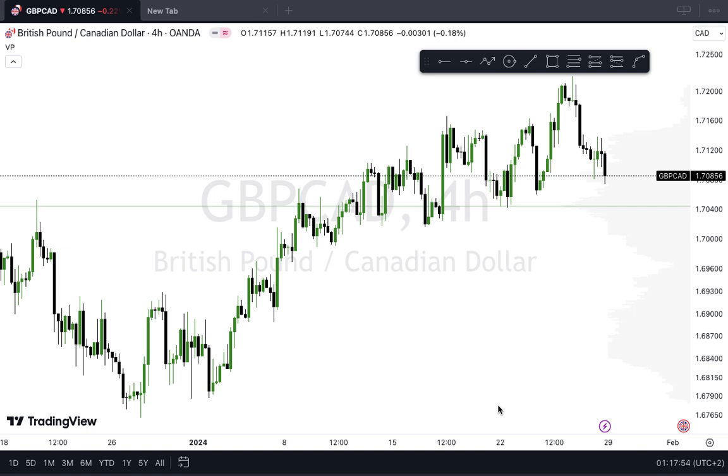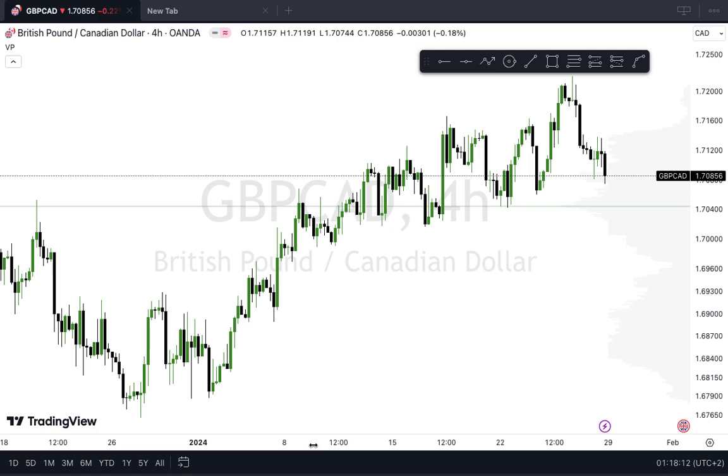So let's get it. If you can check on the screen, we are looking at GBPCAD on the 4 hour time frame. We are doing our analysis on H4. This is a pair that we are going to be monitoring this week. So let's get into it.